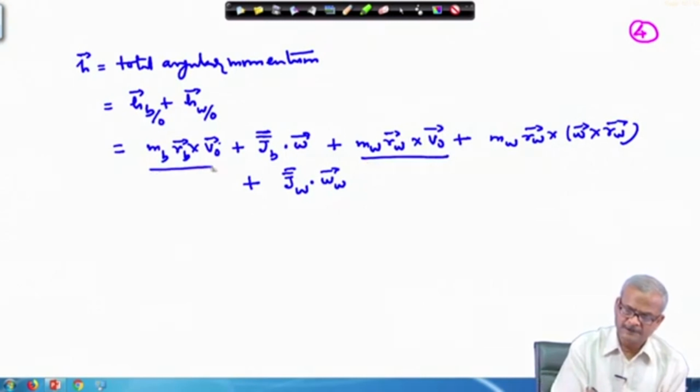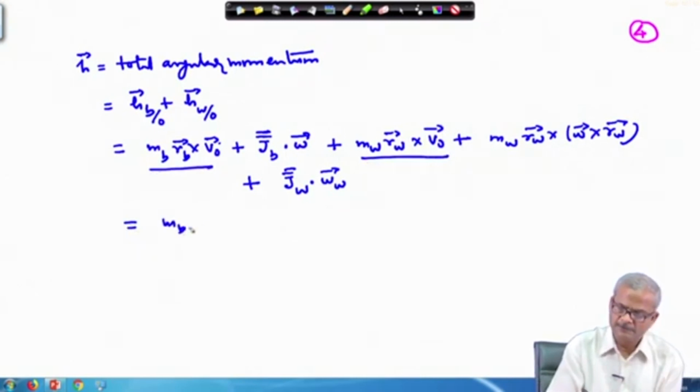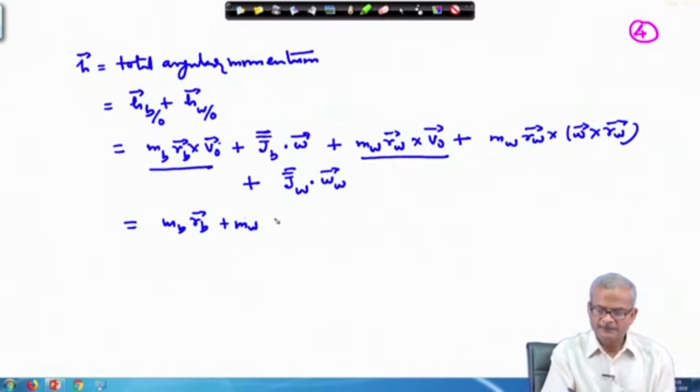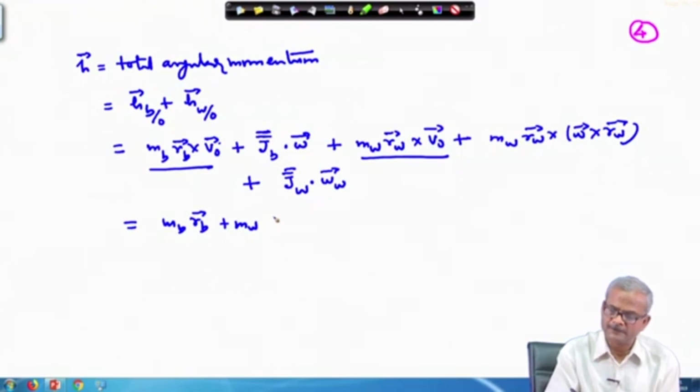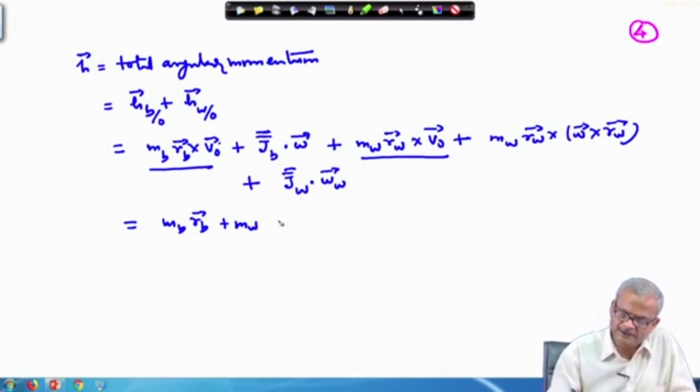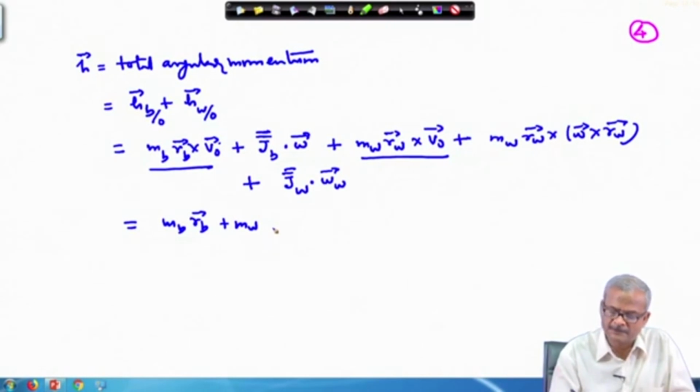So, these two terms can be combined together. See, this derivation is a bit longer. If we had chosen the point O to be the center of mass itself, it would have been much shorter. Okay. But then it deprives us of what happens if the point O does not coincide with the center of mass, and quite often this is the situation. It is not always that your origin lies at the center of mass of the whole system.